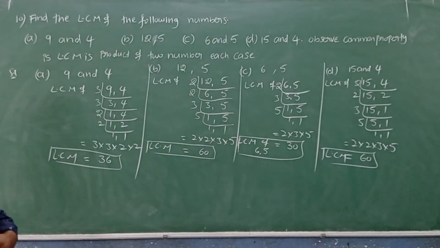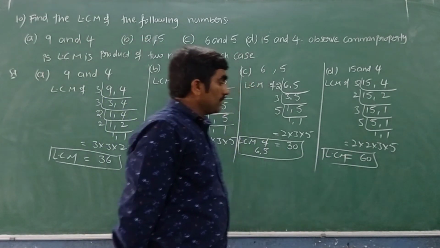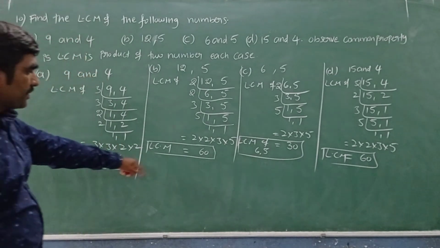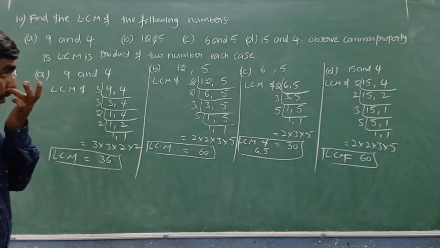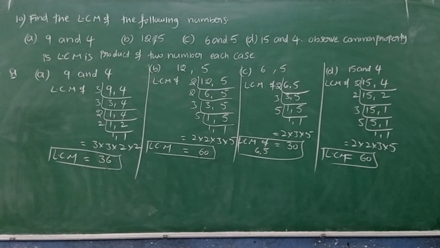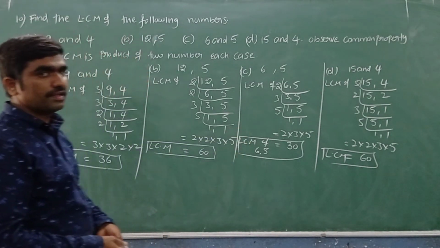Then they are asking to observe the common property. In those LCM results, is there any common property? The LCM values are 36, 60, 30, 60. What are all these numbers? Multiples of 2. Yes, all multiples of 2 only. And also all the numbers are multiples of 3, we can say. Can I say all the numbers are multiples of 6? Yes, all the numbers are multiples of 6 also.